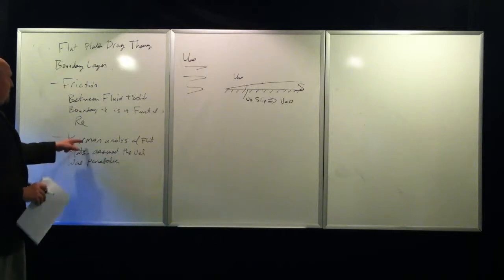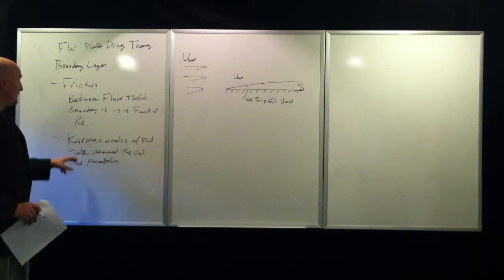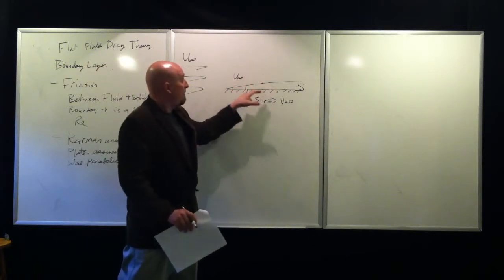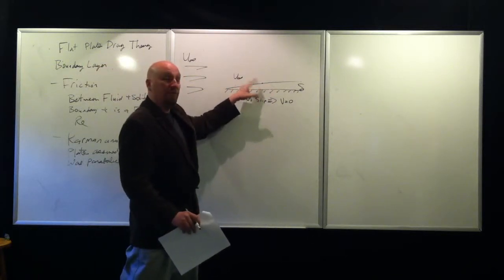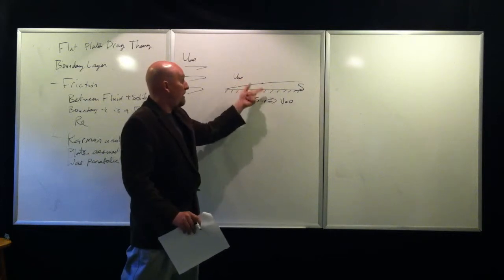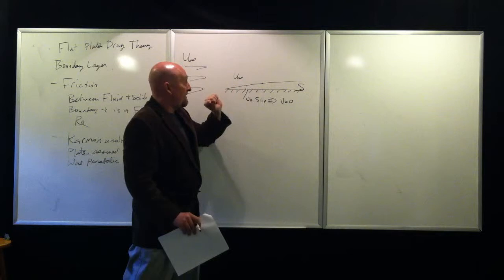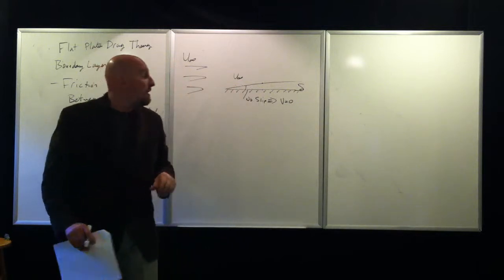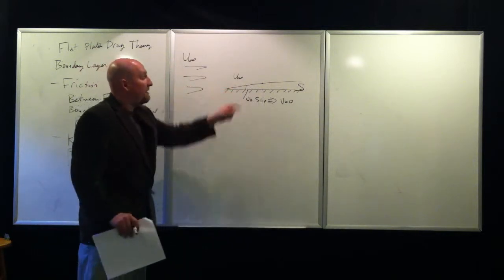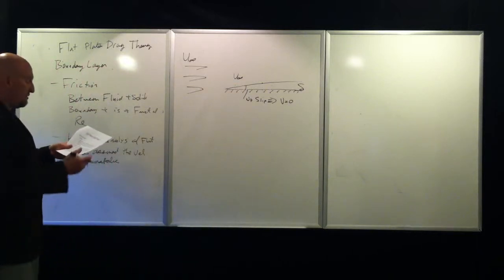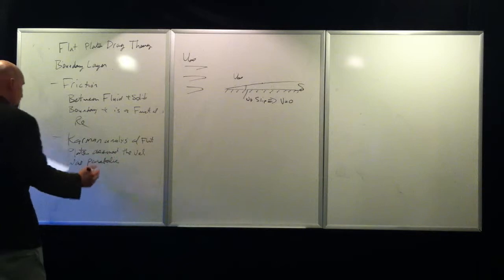Okay, Kármán made an analysis of the flat plate and assumed that the velocity was going to be parabolic. Came up with a velocity, or came up with a function that was parabolic in nature, put the boundary conditions, V0 here, V infinity at the top, and came up with a way to model the velocity. From that, he was able to determine a local coefficient of friction.